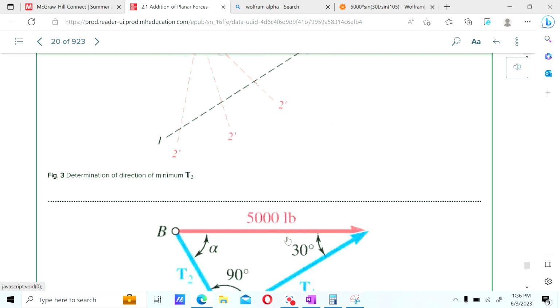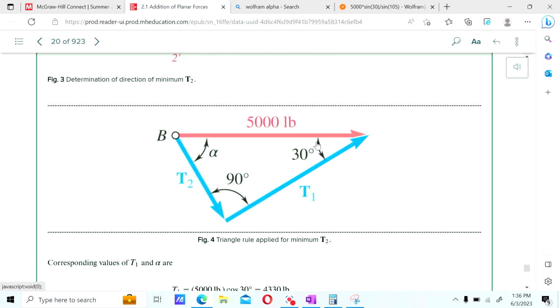We have to keep 30 fixed because the boat can only go at 30. But the force will change because the angles will change. So we don't know T1, we don't know T2, and we don't know alpha. Let's see what we know. We know the resultant has to be 5,000 because that's the amount of force it needs to pull to keep the velocity that they want, for instance. That will be the first thing we have to assume. So if we say 90 here, this is going to be 30 and this is going to be 60.